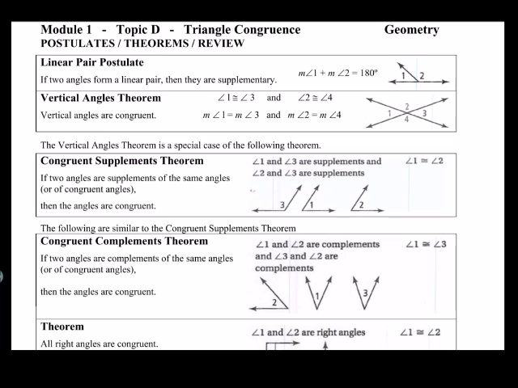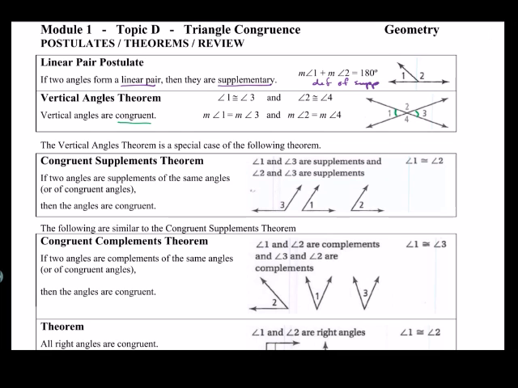Some postulates and theorems for us. You remember our good friends, linear pair postulate. If your angles form a linear pair, then they are supplementary. And by definition of supplementary, we can say that they add to equal 180. Another good friend, vertical angles theorem. Vertical angles are congruent. One of our better friends.